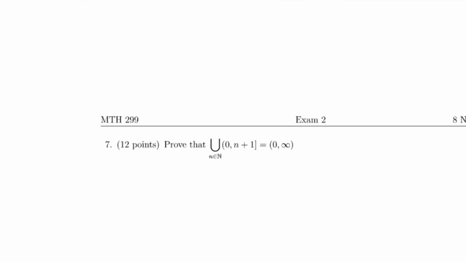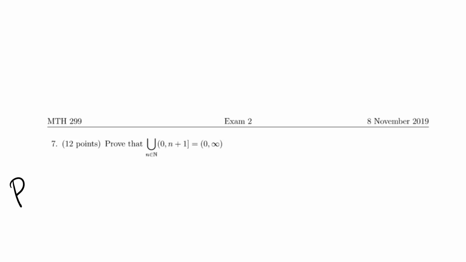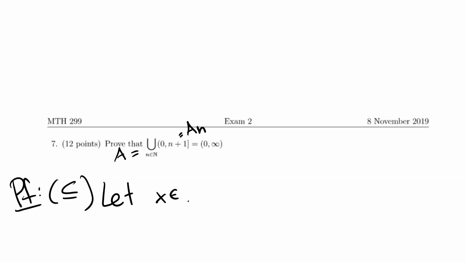All right. Next, prove that that equals that. Ooh, fun, fun, fun. So I want to do inclusion both directions. Okay, so let's start by saying that this is an, and then this whole thing is A, maybe. Let's do it this way. Okay, let x be an element in A.